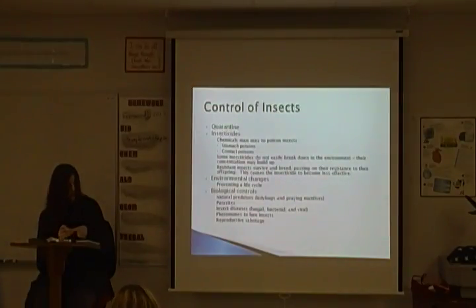Okay, moving on to the orders. So these will be matching. You have to match the order with the insect. So you have order Orthoptera are the grasshoppers and cockroaches. Odonata are the dragonflies and damselflies. Coleoptera are the beetles. Under the beetles, do know that the Coleoptera, or this order, is the largest order of insects.